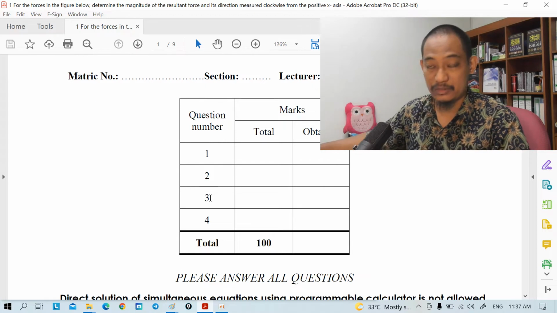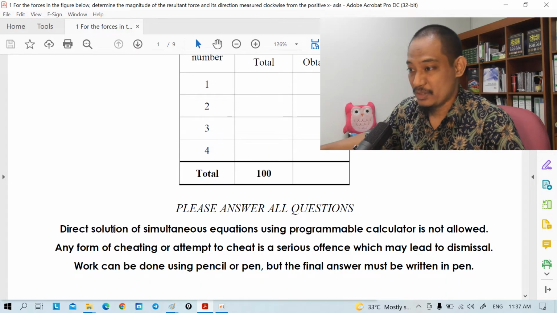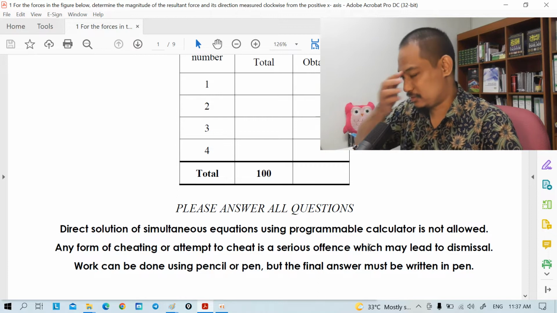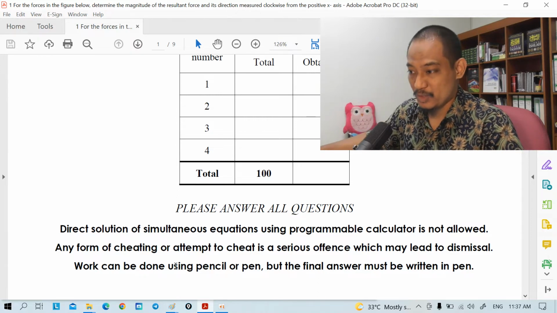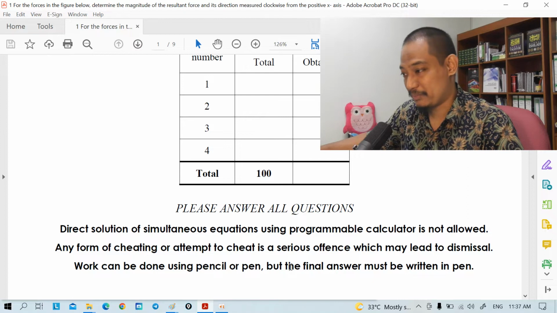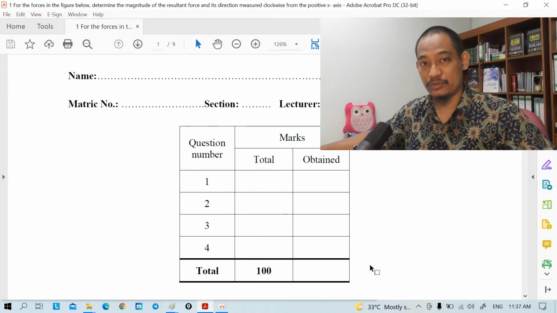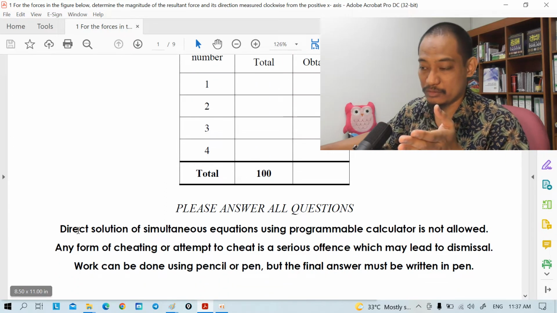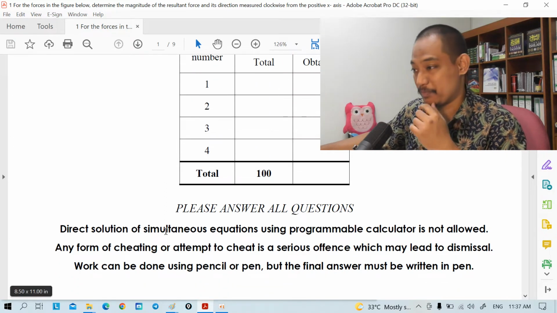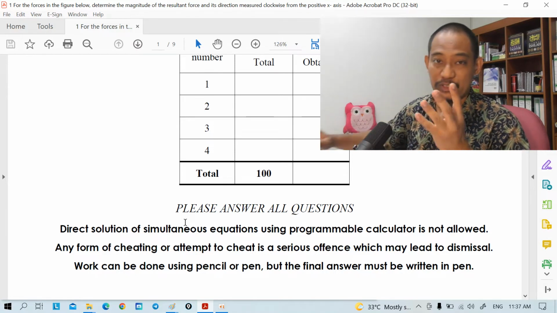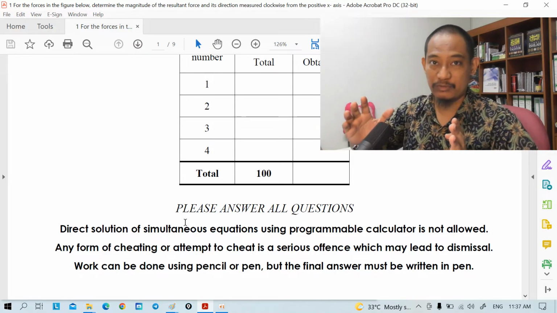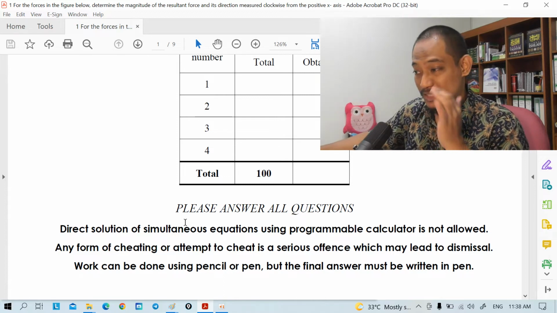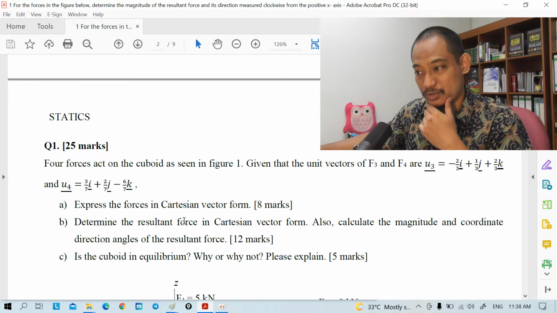There's 4 questions. Make sure you know the 4 questions. Direct solution of simultaneous equation using programmable calculator is not allowed. Any form of cheating will lead to dismissal. Work can be done using pencil and/or pen, but the final answer must be written in pen. Alright, so make sure you read all of the necessary information. So meaning that all simultaneous equations have to be shown on paper. Right, so 4 questions, 2 hours. We'll allocate half an hour for each question, inshallah. So 8 minutes have already passed for the first question. Let's go straight to it.